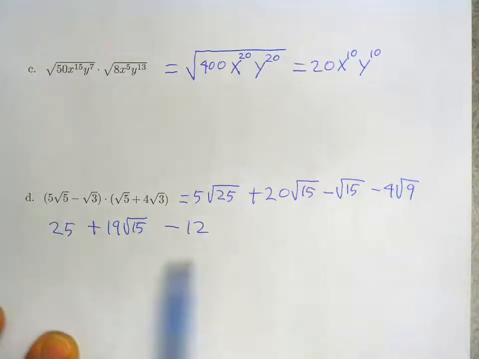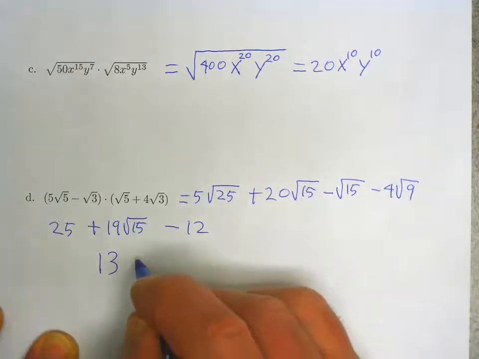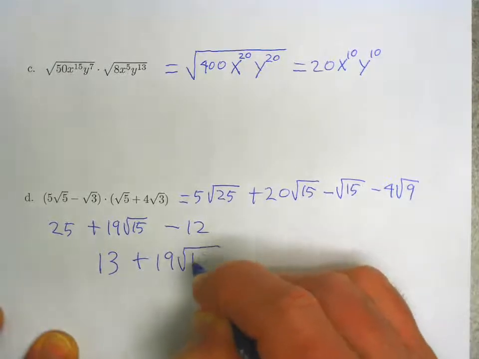And we can simplify a little bit more. 25 minus 12 is 13. So our simplified result is 13 plus 19 times the square root of 15.